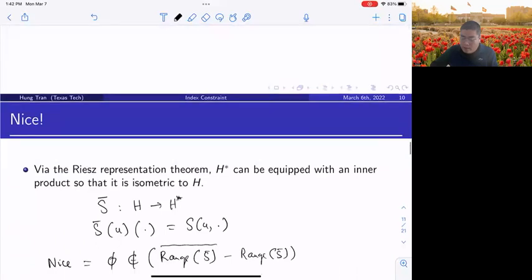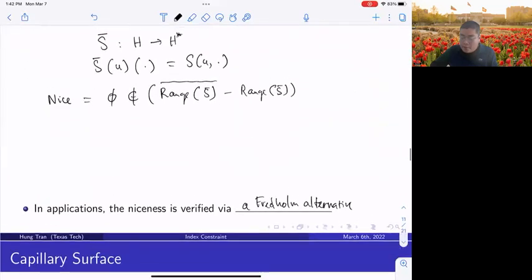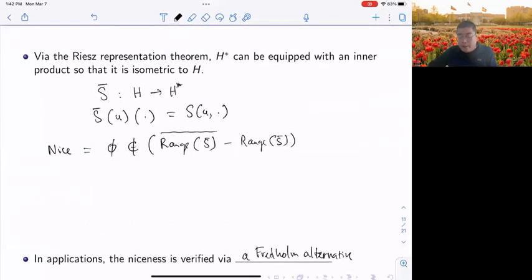So how can we use this abstract formulation in practice? We're going to illustrate an application of this abstract formulation to study capillary surfaces in the next video.